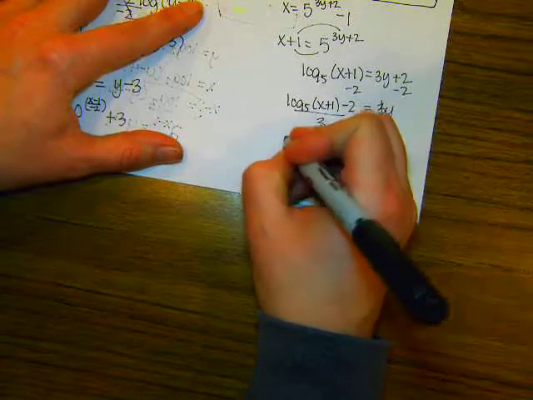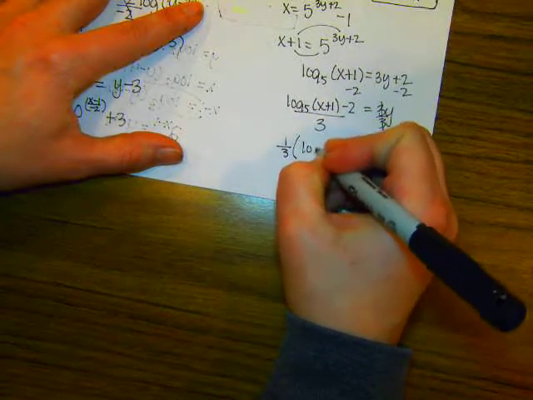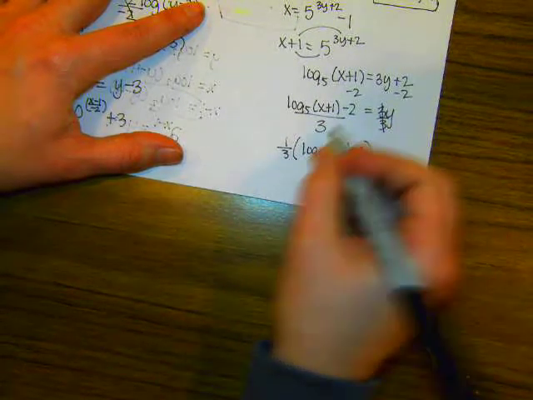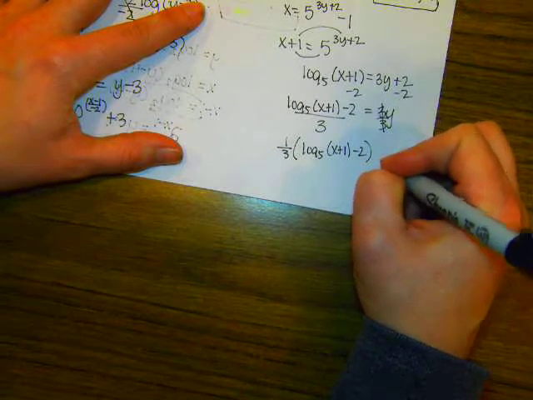Or you could write it like this. Multiplying by 1/3 is the same thing as dividing by 3. Whatever you want to do.